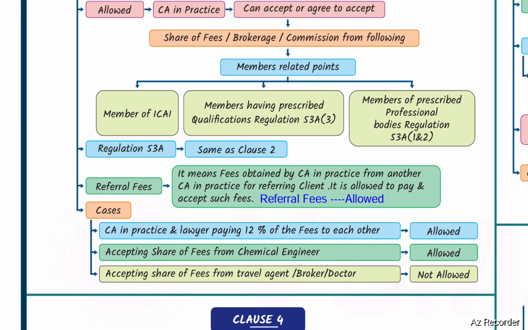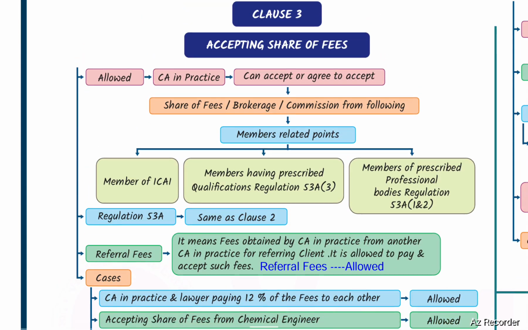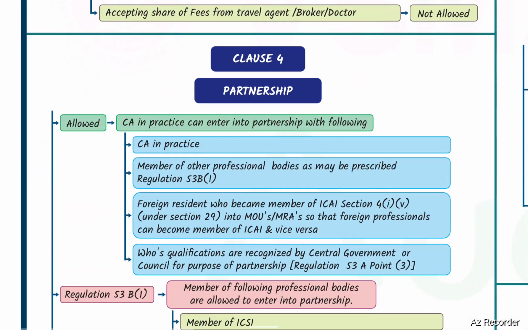Referral fees. It means fees obtained by CA in practice from another CA in practice for referring client. It is allowed to pay and accept such fees. So referral fees is allowed. CA in practice and lawyer paying 12% of the fees to each other: allowed. Accepting share of fees from chemical engineer: allowed. Accepting share of fees from travel agent or broker or doctor: not allowed.